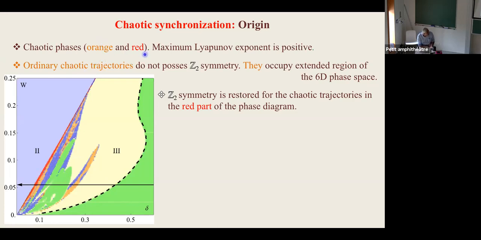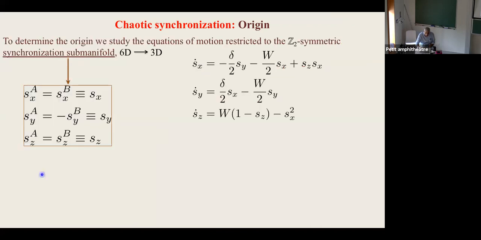Chaos means that the maximum Lyapunov exponent is positive, which means sensitivity with respect to initial conditions. Now, ordinary chaotic trajectories do not possess Z2 symmetry. If you plot this attractor, it is going to be 6-dimensional because there are 6 degrees of freedom, so it occupies an extended region in 6-dimensional space. Now, this Z2 symmetry is restored for these red points. That is what it means that chaos synchronizes.